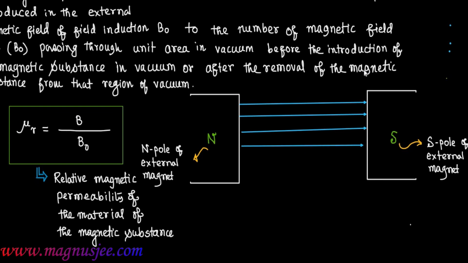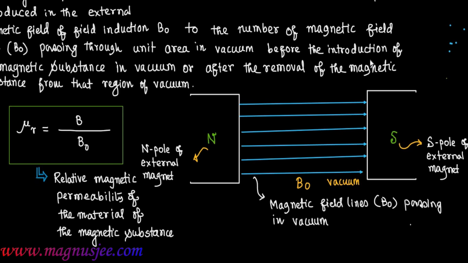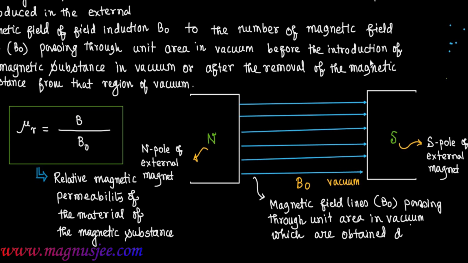We can denote the magnetic field lines of the external magnetic field, or the magnetic field lines produced due to the N pole and S pole of the external magnet, and B0 is the external magnetic field induction acting in vacuum. These blue colored field lines are the magnetic field lines B0 in vacuum. The magnetic field lines passing through unit area in vacuum are obtained due to the N and S pole of the external magnet.